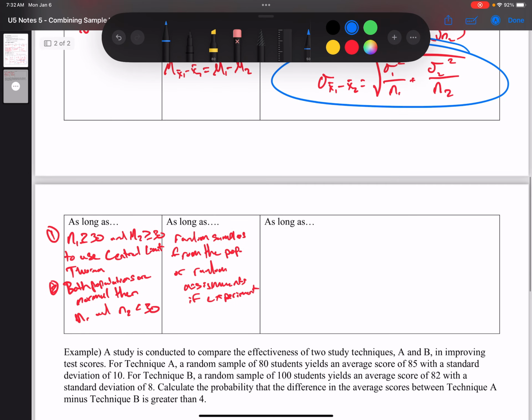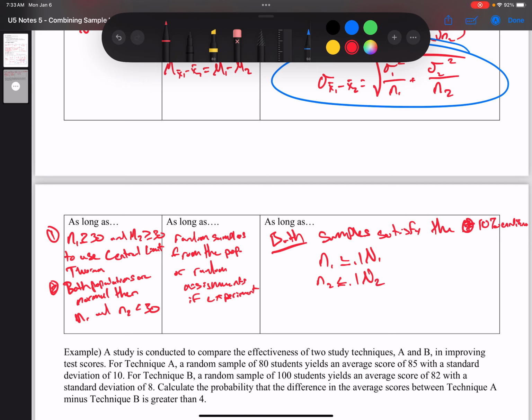Remember for spread, we need to make sure that both samples satisfy the 10% condition. So that means that n1 needs to be less than or equal to 10% of population N1, and n2 needs to be less than or equal to 10% of population N2. And remember, this is only if sampling. If you're doing an experiment, there's no need to check this.